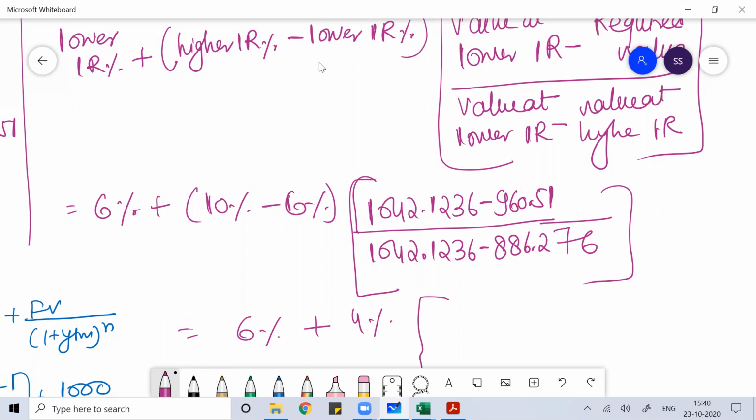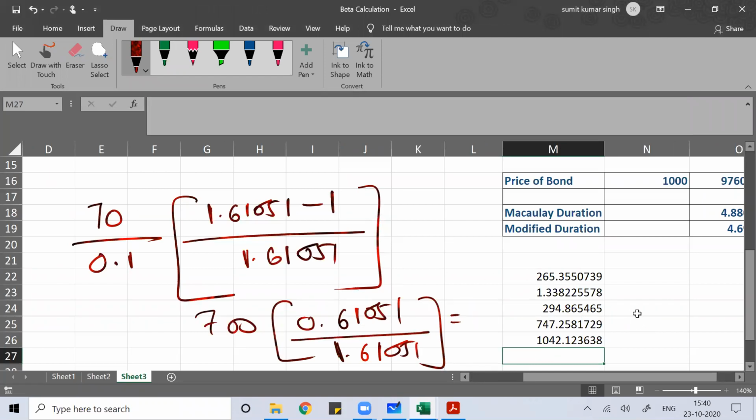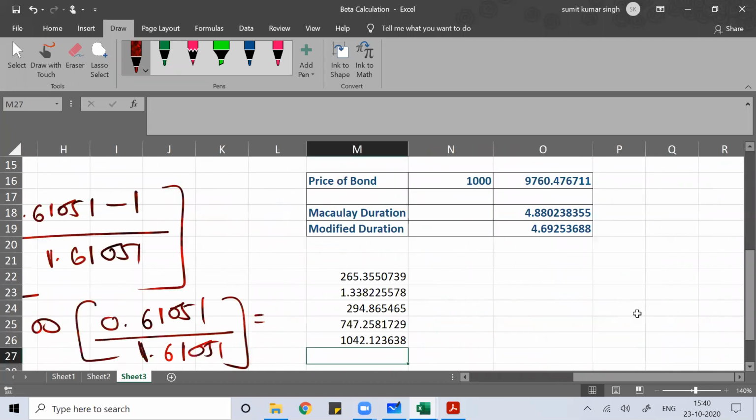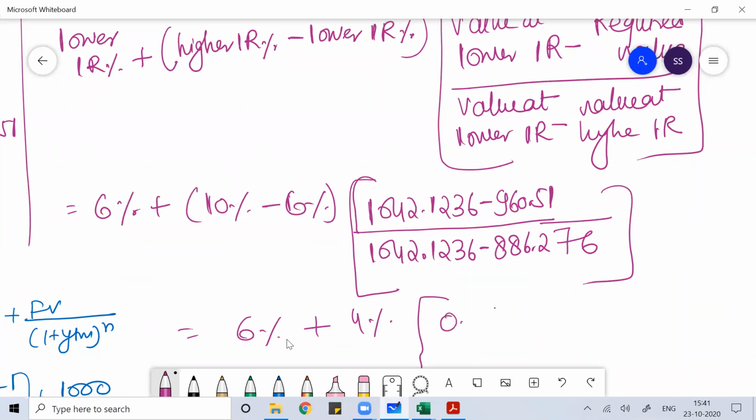Then you subtract: 1042 minus 960.51, divided by 1042 minus 886.276. That comes to 0.5236, something like that.